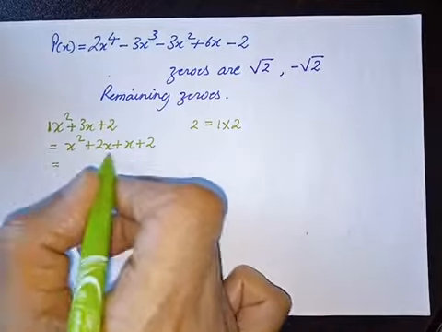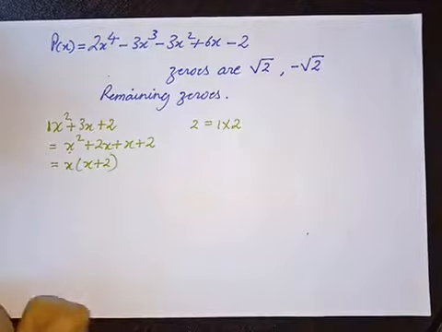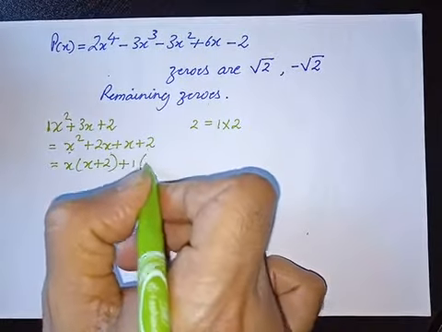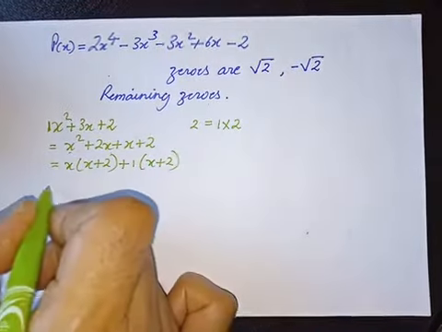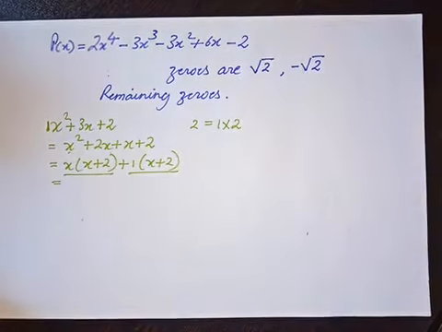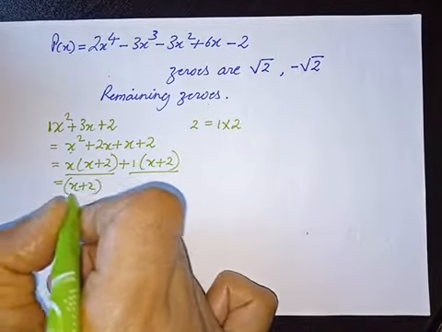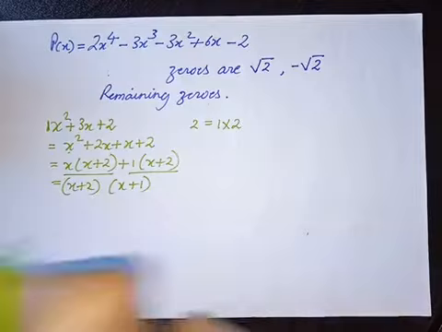Now between the first two terms x is common, so we get x into x plus 2, and between the second two terms only 1 is common, so we get 1 into x plus 2. Between these two terms, x plus 2 we can take common and we are left with x plus 1.